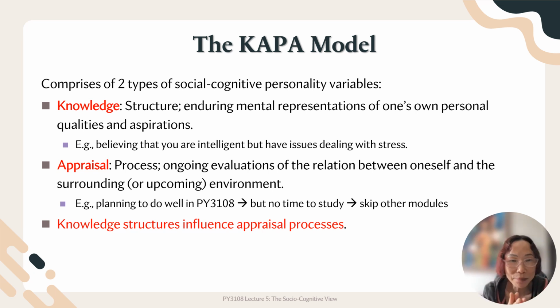Another important type of variable is the appraisal process. So knowledge is a structure, and appraisal is a process. It's an ongoing appraisal process of the relation between oneself and the surrounding or upcoming environment. So this is the self, the person, and the environment, the interaction between the self and the environment.